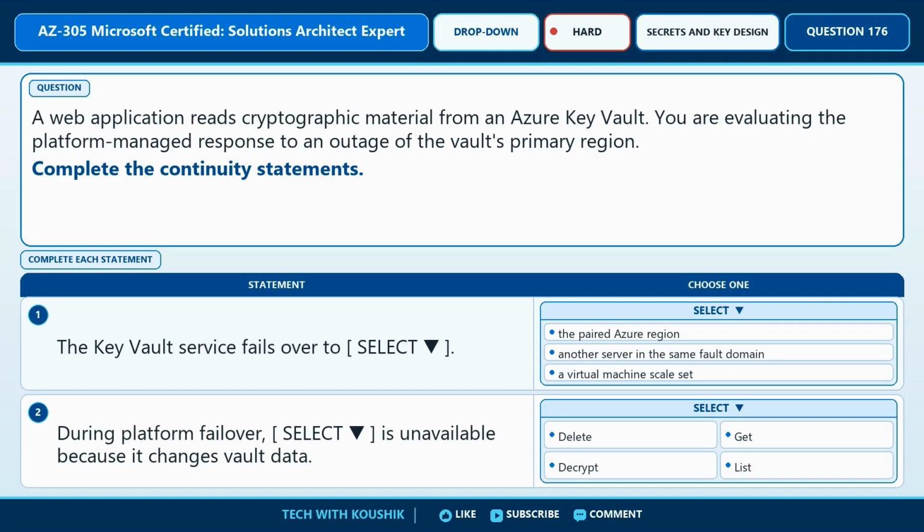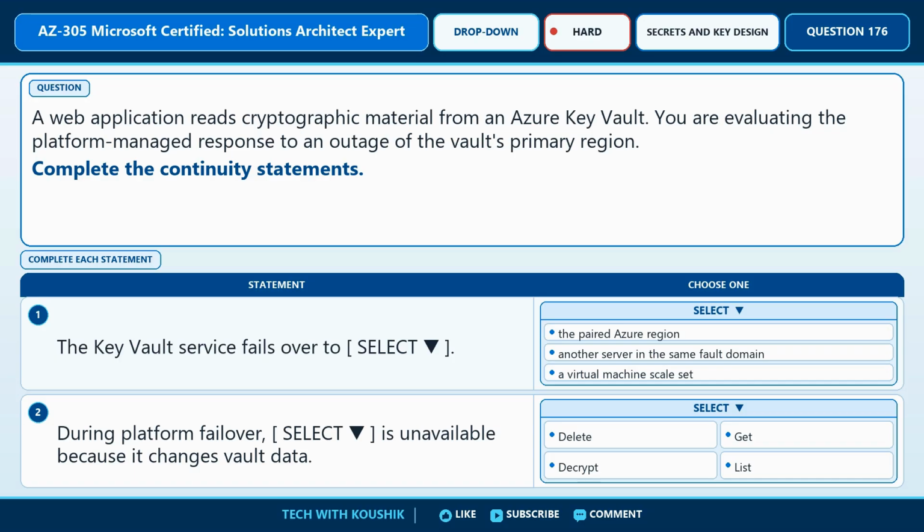Review the scenario carefully. A web application reads cryptographic material from an Azure Key Vault. You are evaluating the platform-managed response to an outage of the vault's primary region. Complete the continuity statements. Review Statement 1. The Key Vault service fails over to the blank. The options for this statement are the paired Azure region, another server in the same fault domain, or a virtual machine scale set.